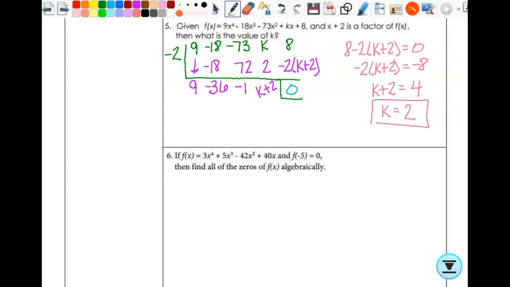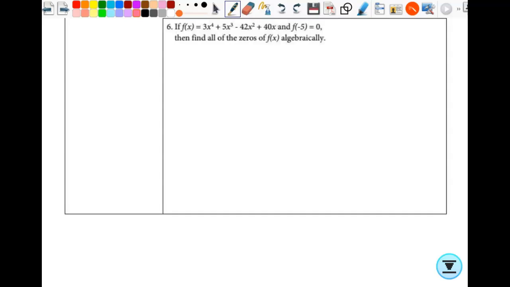It's a little bit different in what it's asking because we don't get a k here. So they give me a function and they tell me that f of negative 5 equals 0. So then I want to find all the zeros of f of x algebraically, which again means if you can do it in your head, nobody cares. All right. So I can't factor this one by hand, first of all.